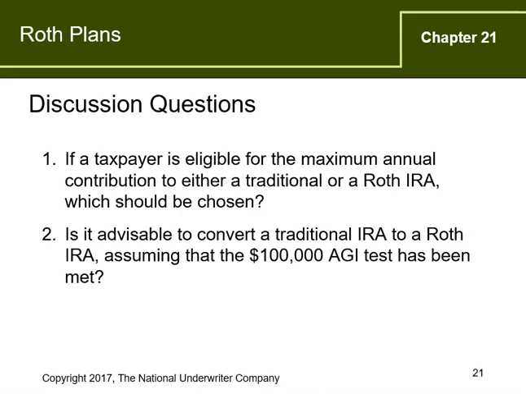Number 2, is it advisable to convert a traditional IRA to a Roth IRA, assuming that the $100,000 AGI test has been met? As in everything else, it depends. Number 1, if you convert a traditional to a Roth IRA, you must pay taxes on the conversion amount. Tax-wise, it may depend on the marginal tax bracket you are currently in and what tax bracket you may be in in the future, along with the expected income tax rate.